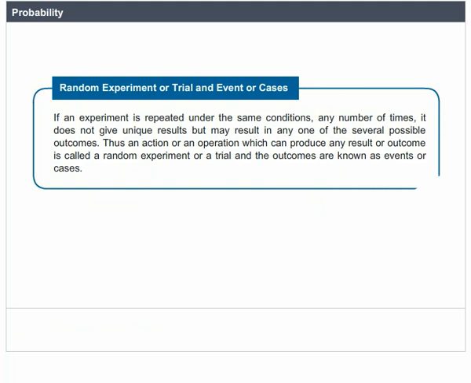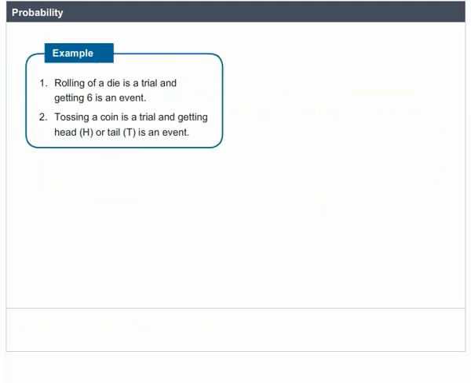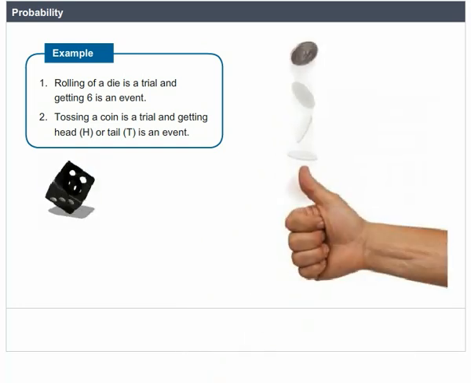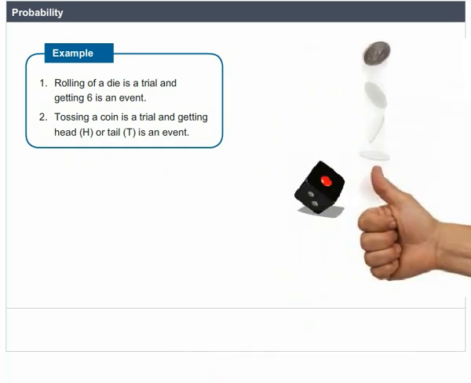Random experiment or trial, and event or cases. If an experiment is repeated under the same conditions any number of times, it does not give unique results, but may result in any one of the several possible outcomes. Thus, an action or an operation which can produce any result or outcome is called a random experiment or a trial, and the outcomes are known as events or cases. Example 1: rolling a die is a trial and getting 6 is an event. Example 2: tossing a coin is a trial and getting head or tail is an event.